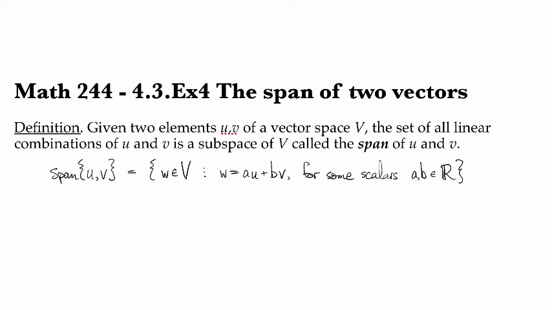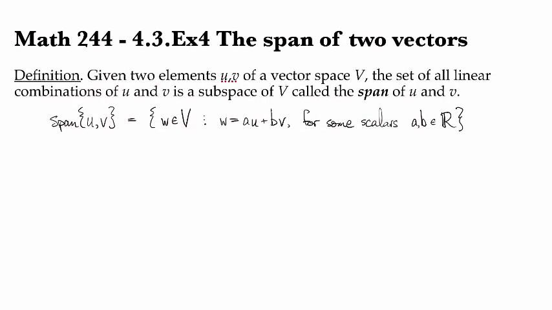So there's another construction we can do to make a subspace whenever we've got a couple elements of a vector space. We'll take two elements, u and v, and then we'll take the collection of all linear combinations of those two. This will form a subspace of V called the span of u and v. So the span of u and v is all elements of V such that they are a linear combination of u and v. Okay, so let's see why this is a subspace.